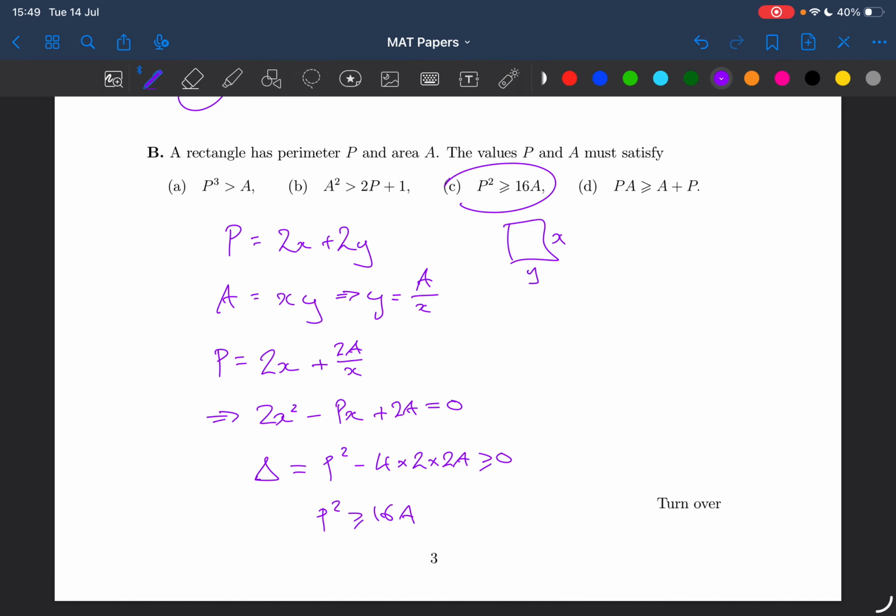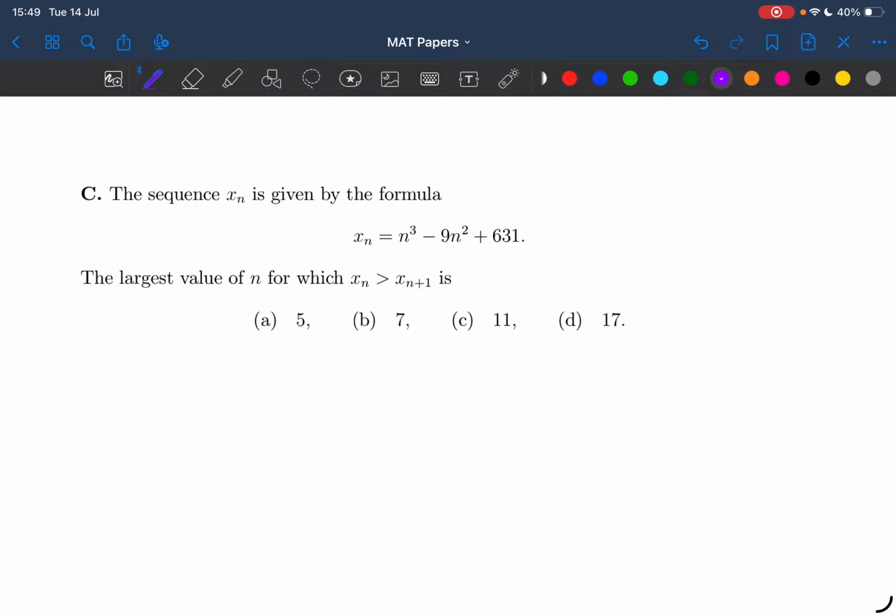Is that all good? B for the next one. Yep, lovely jubbly.